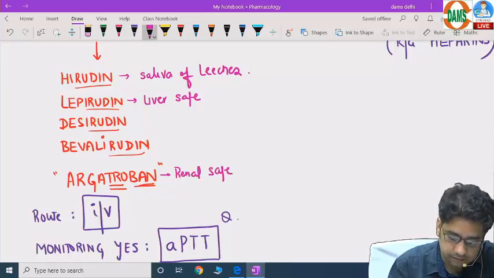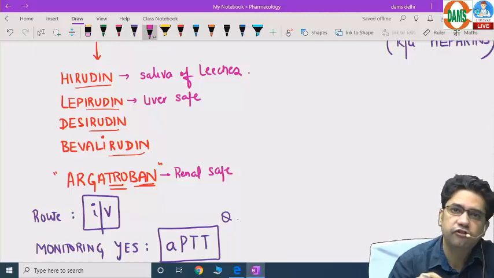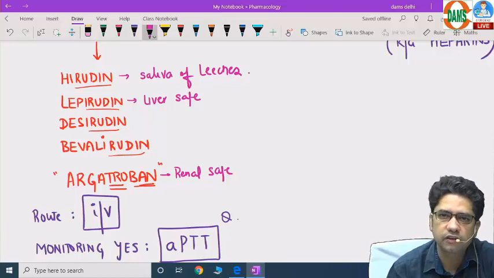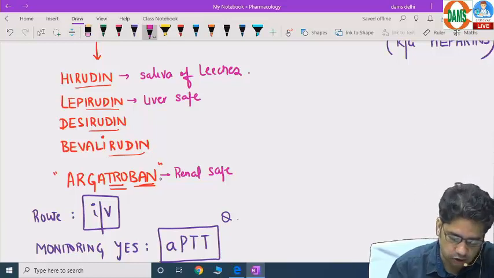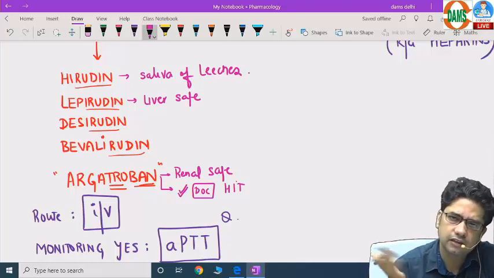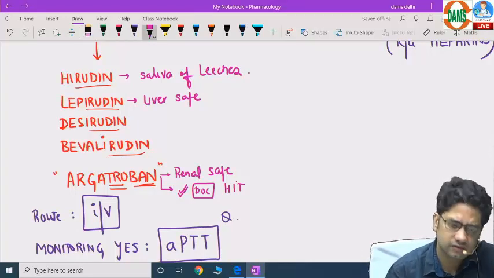And among them, which is the most preferred drug for HIT? Nowadays, the only available commercial preparation is ergatroban. Ergatroban is now considered as a drug of choice for HIT, heparin-induced thrombocytopenia. बाकी के ड्रग अब धीरे धीरे मार्केट से जाते जा रहे हैं, बैन होते जा रहे हैं, जरूरत ही नहीं है ना.